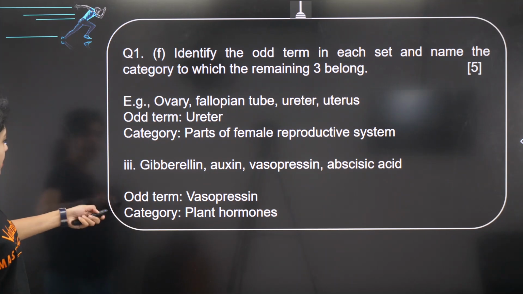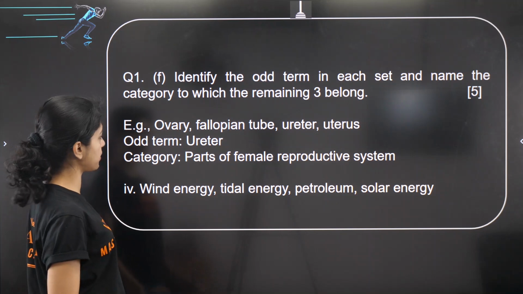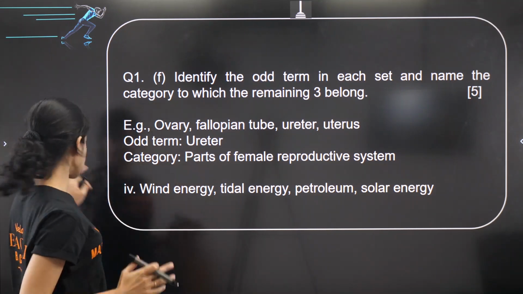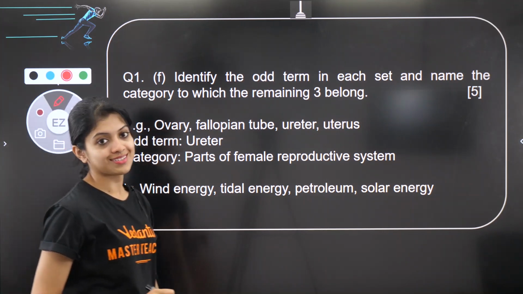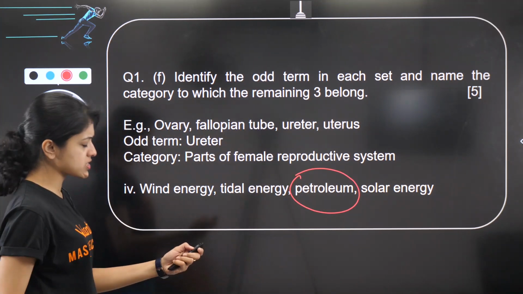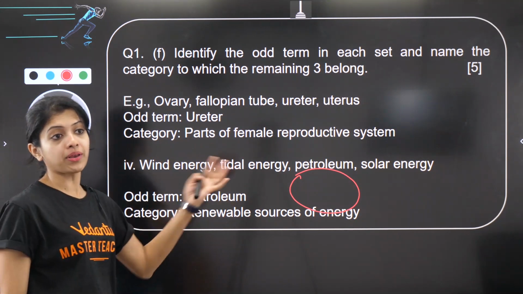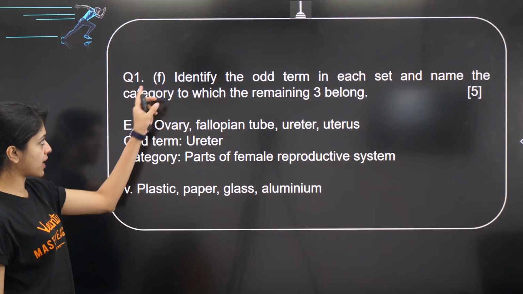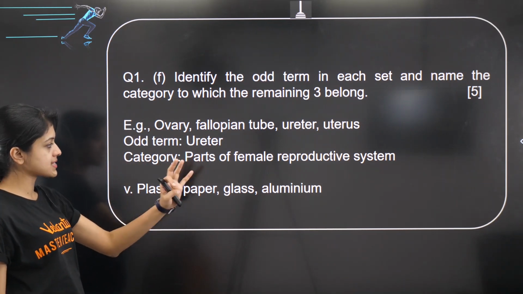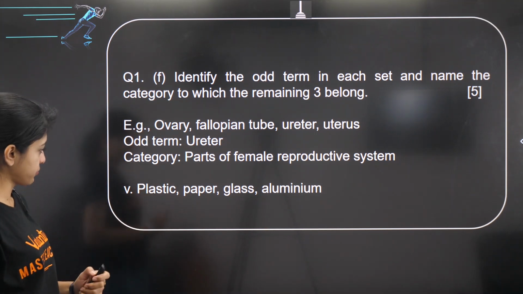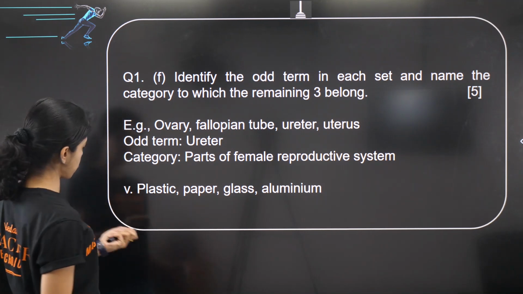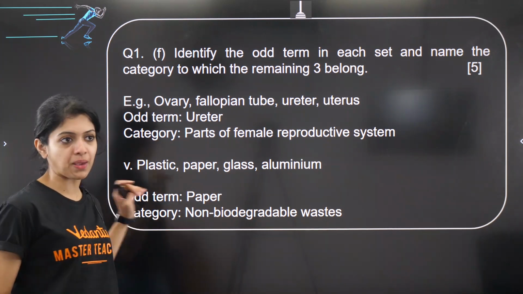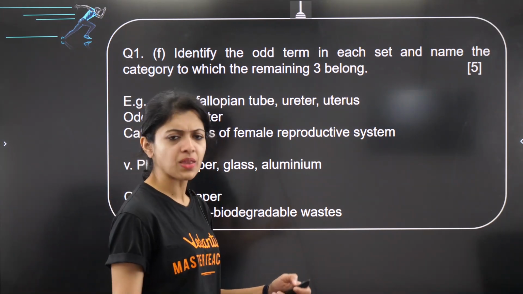Okay, and your next question is wind energy, tidal energy, petroleum, and solar energy. Okay, which of these is odd? I think this is very, very simple. Exactly, it is petroleum. Beyond doubt, it is petroleum because everything else is a renewable source of energy. Okay, yes. So we have one more to finish under this category: plastic, paper, glass, and aluminium. Yes, which of these is odd? Yes, the odd one out is undoubtedly paper because all the others are non-biodegradable wastes, whereas paper is biodegradable, right? Because it's a plant product.